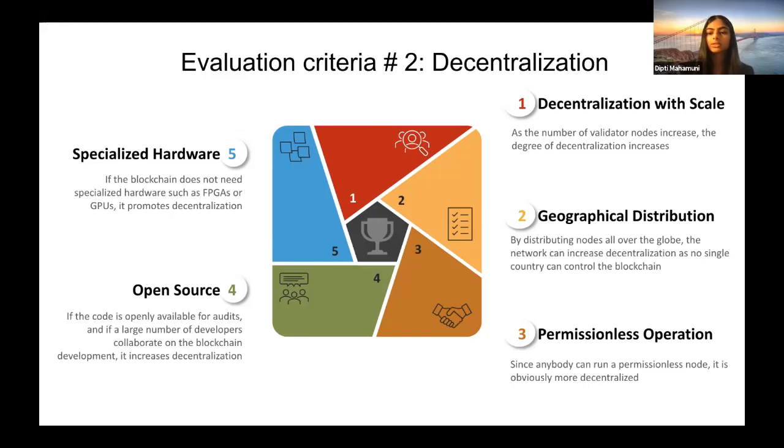Fifth is specialized hardware. Some consensus algorithms need specialized hardware to run, such as FPGAs or GPUs. Consensus algorithms that are based on proof of elapsed time rely on specialized hardware that's only found on Intel CPUs that support the Trusted Execution Environment, or TEE. Another example of requiring specialized hardware is Ethereum mining, which is accelerated with the help of GPUs. The need for specialized hardware reduces equality and therefore makes things more centralized.